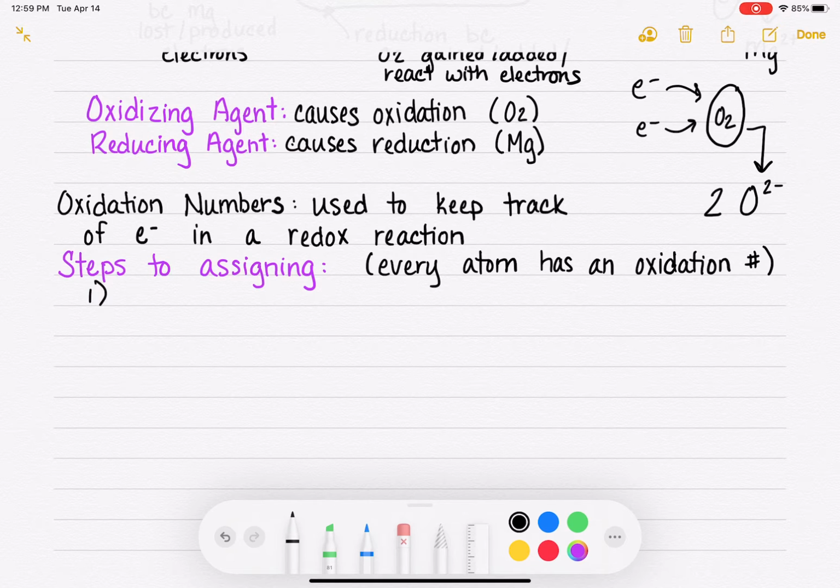And what I'm going to do is give you 4 steps that you have to follow in order. You can't pick or choose which step to start with. You must start with step number 1. And the first step is that hydrogen atoms always have an oxidation number of +1. So whether it's a hydrogen in a compound, or hydrogen as part of some sort of polyatomic ion, whatever, it's always going to be +1. There are 2 exceptions.